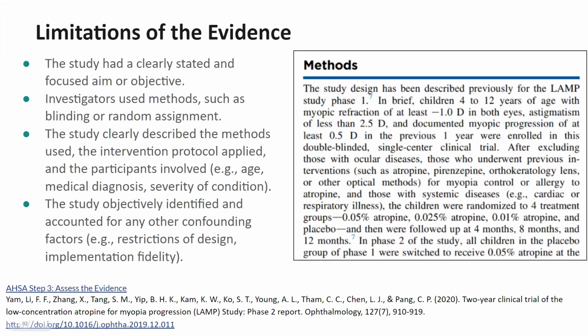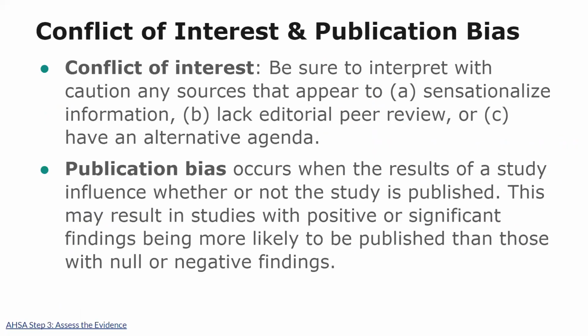In addition to considering study design, your job as a scientist is to really think critically about the next section. Did the study have a clearly stated and focused aim or objective? How well was the study designed? Did the study clearly describe the methods, including the intervention protocol and the relevant characteristics of the population? Did the investigators use blinding or random assignment? Did the study objectively identify and account for other confounding factors, such as those from the restrictions of the study design? Overall, critique their methods and stay tuned to identify any possible flaws and consider how they could be improved.